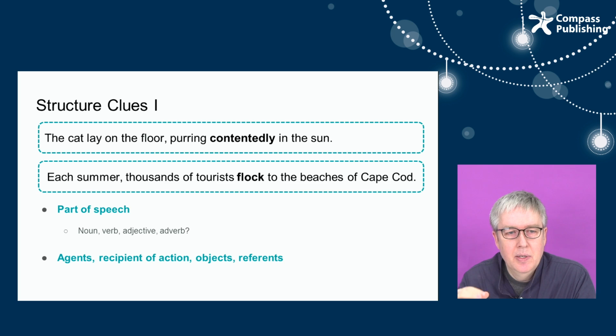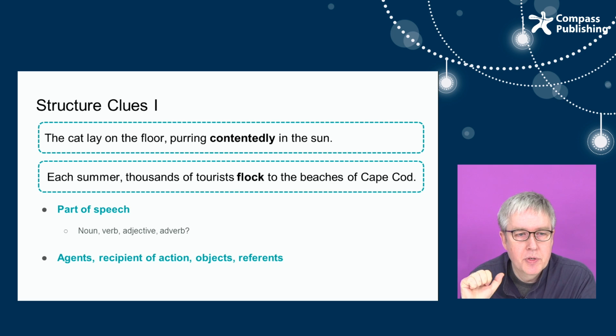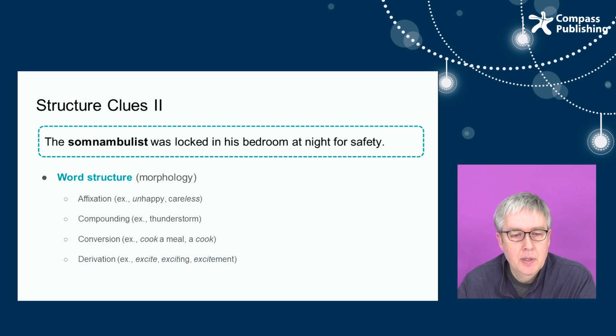It means going together. Maybe we also know that flock has a meaning as a noun, which means a group of birds. So it means to move in a group. Okay, so structure clues could be the part of speech, the objects and the agents of the word. They could also be the morphology of the word. That's what we talked about before in reference to the Latinate words. So that means the word structure.